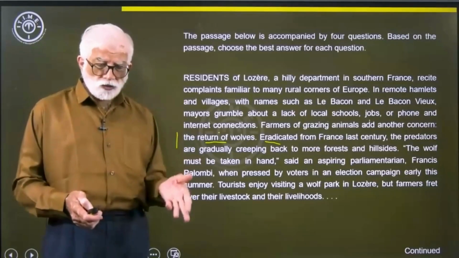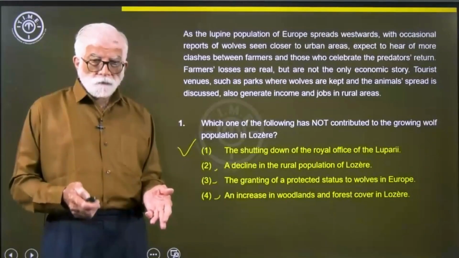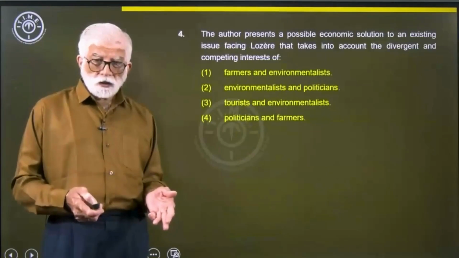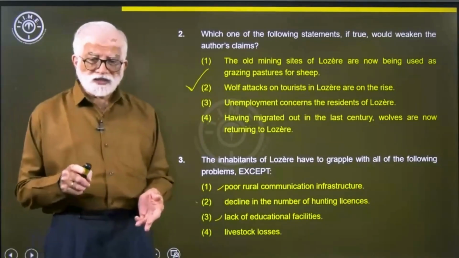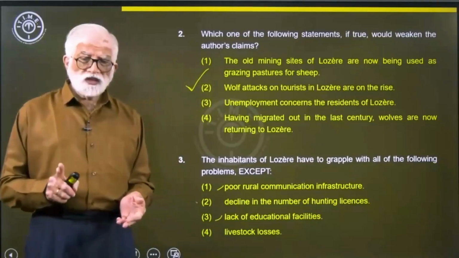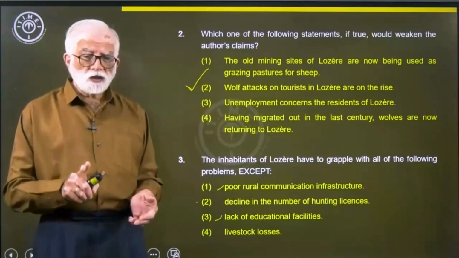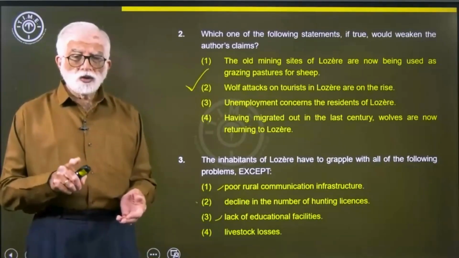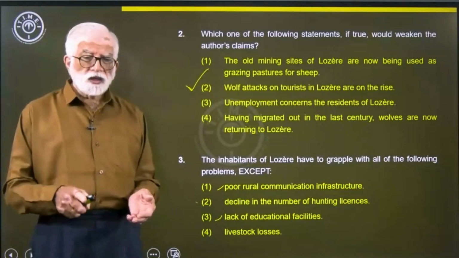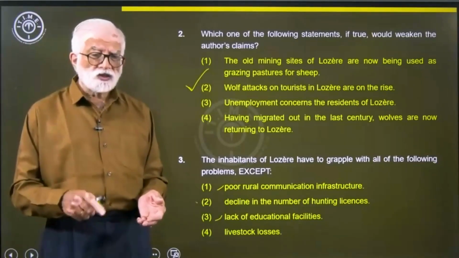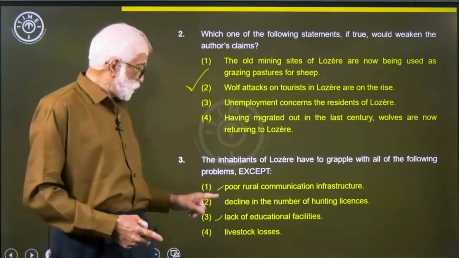Now, if we go down to it, you realize over here, we are saying they have to grapple with all the following problems except. Now, if we say except, then we know that over here, you've got poor rural communication infrastructure, we'll accept that, okay? Decline in the number of hunting licenses, therefore allowing wolves to actually increase, we'll accept that, okay?